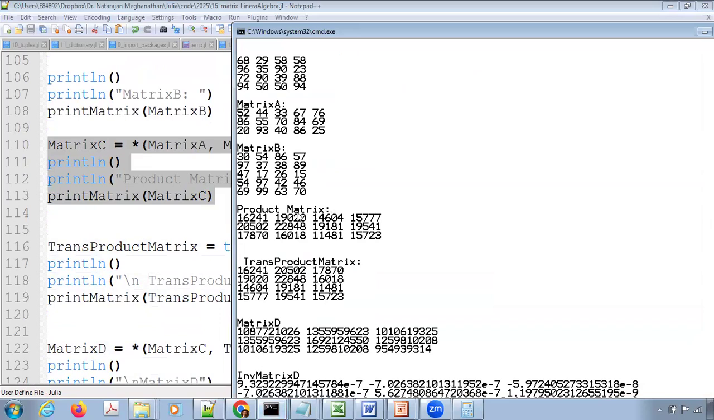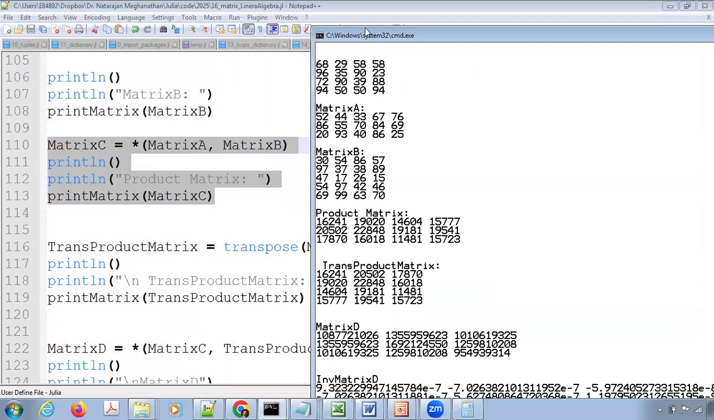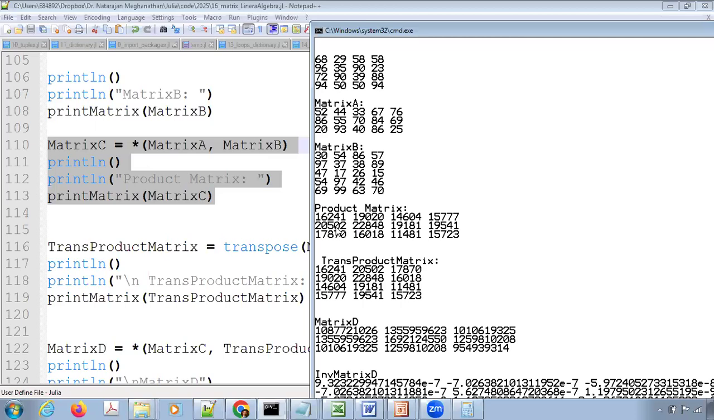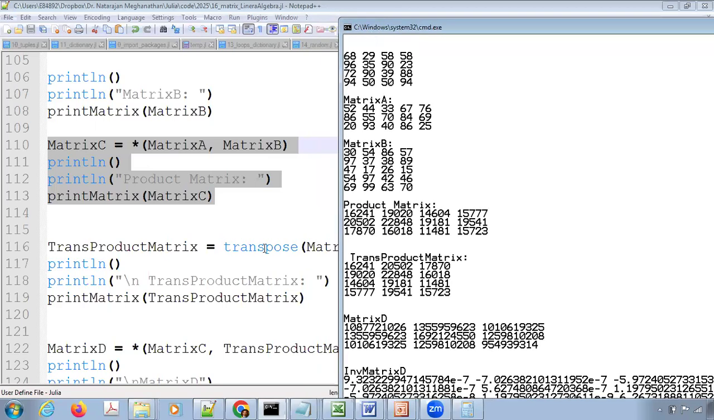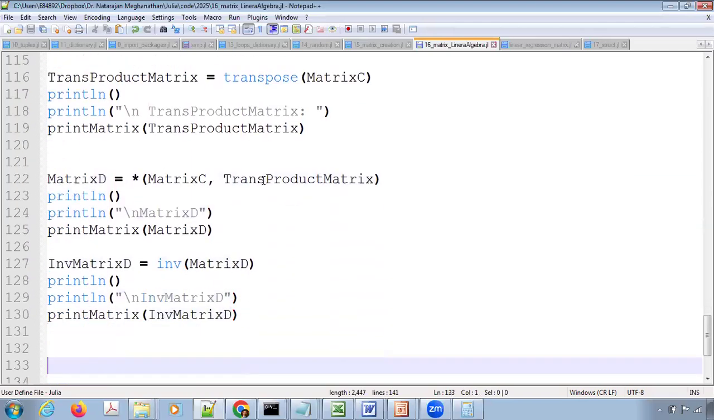So that's our matrix C, which is the product matrix. And we are finding the transpose of this product matrix. That means the columns in the original matrix will be written as rows. So the 16, 241, 20, 502, 17, 870 will now be the first row. And the second column will be the second row, and so on. So now we multiply the product matrix with its transpose. You're going to get a square matrix. That's our matrix D. Multiplying matrix C, which was our product matrix, with the transpose, you're going to get matrix D.